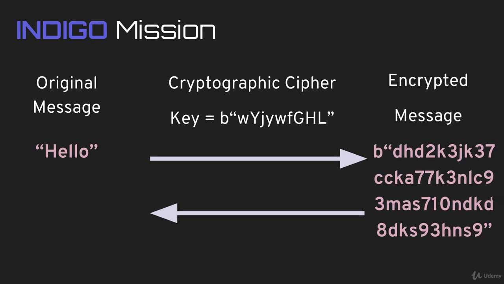So that would look something like this. We have some original message, let's say hello, and we create some cryptographic cipher with a particular key, and that will end up producing an encrypted message. So we can send that encrypted message through public means because it doesn't really matter to us if anyone sees that encrypted message because they can only decrypt it if they know the key. So keep in mind, this all depends on keeping that private key secret.